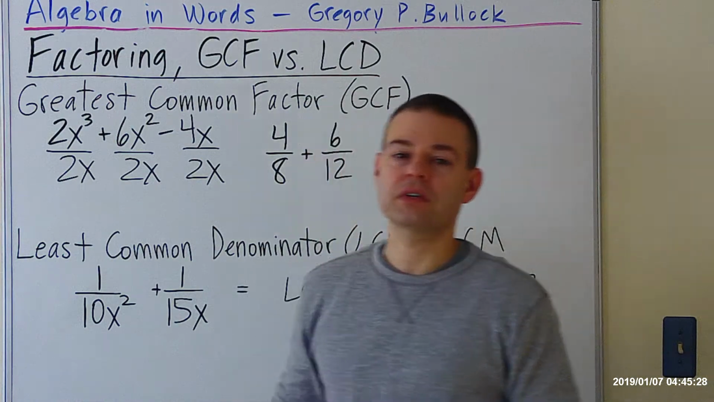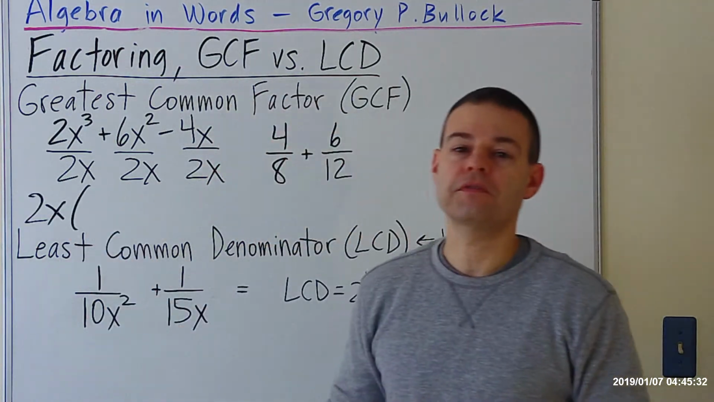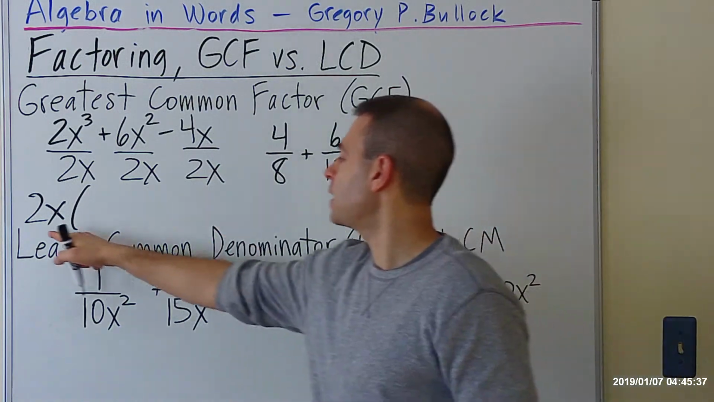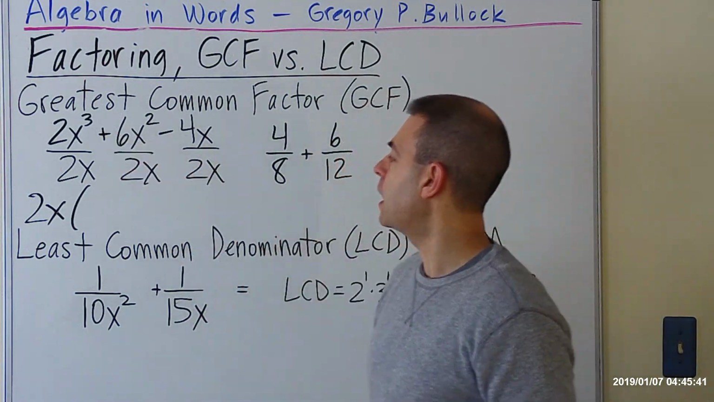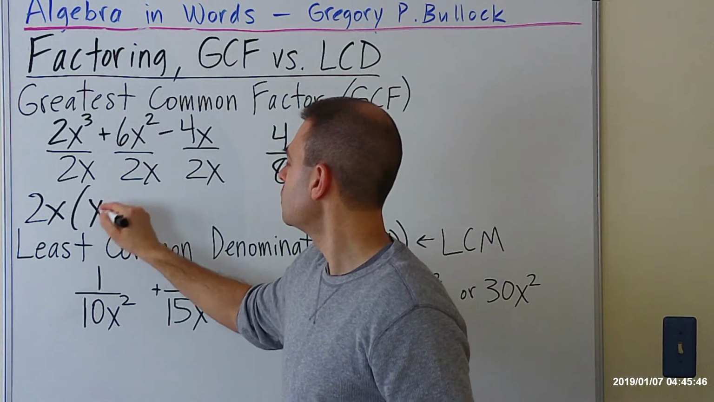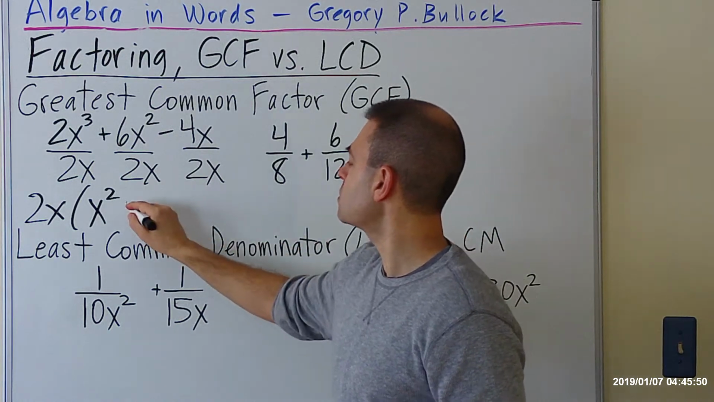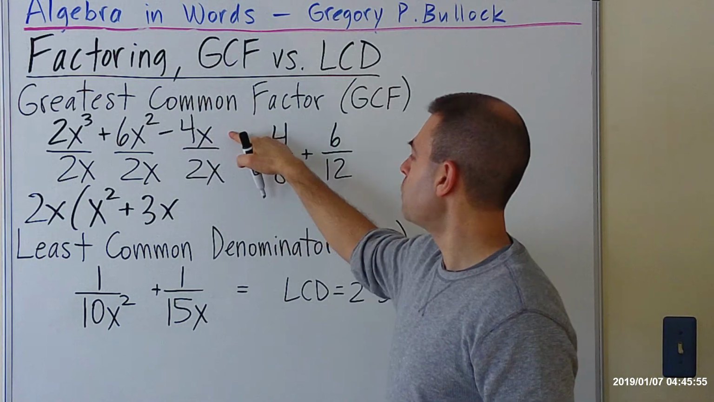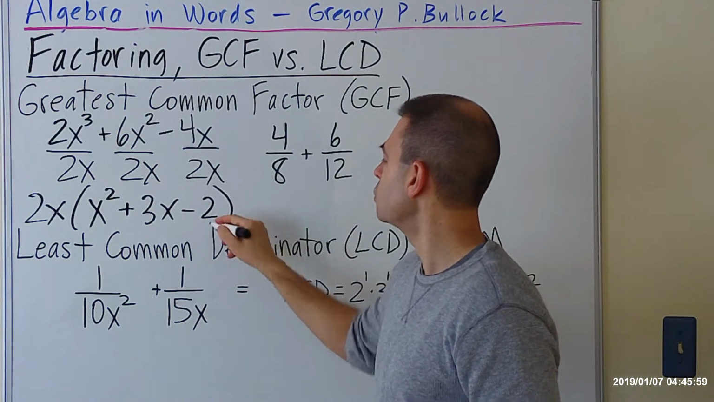Well, whenever you factor a greatest common factor out, you put the greatest common factor in the front, and then parentheses to show that you're multiplying this through each of the remaining terms after you've divided it out. So 2x cubed divided by 2x leaves x squared. 6x squared divided by 2x leaves 3x. And negative 4x divided by 2x leaves you with minus 2.